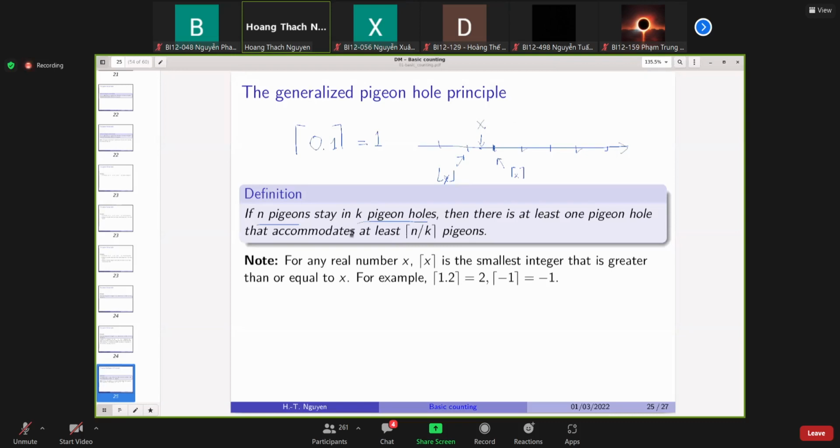So here it says that in a more general setup, if you have n pigeons and k holes, then there is at least one hole in which there are this amount of pigeons. So here is the definition.